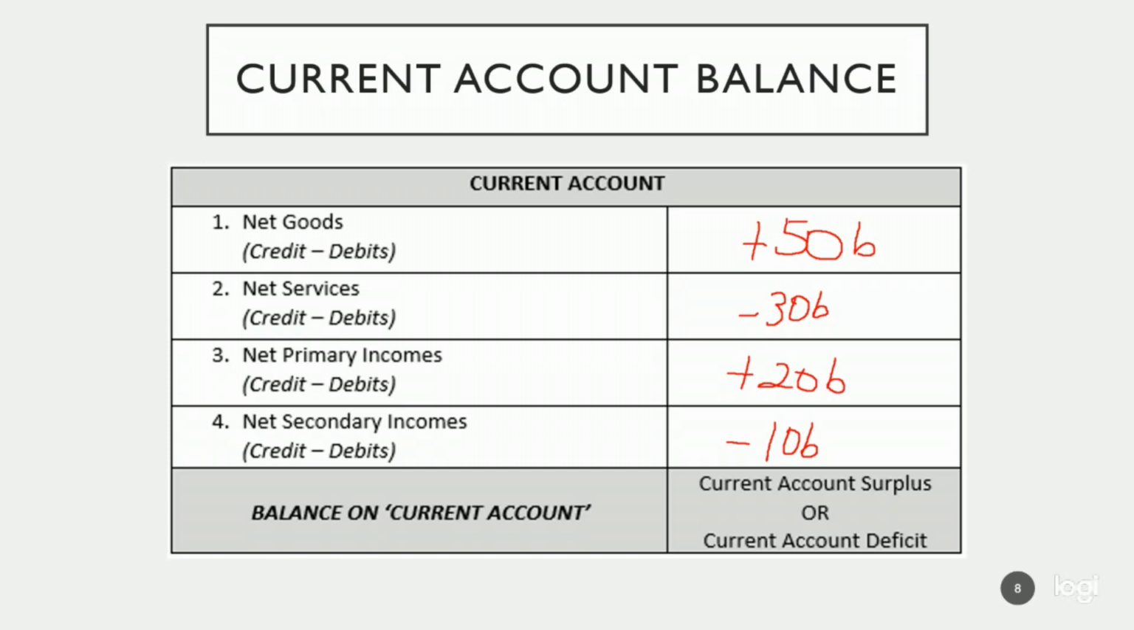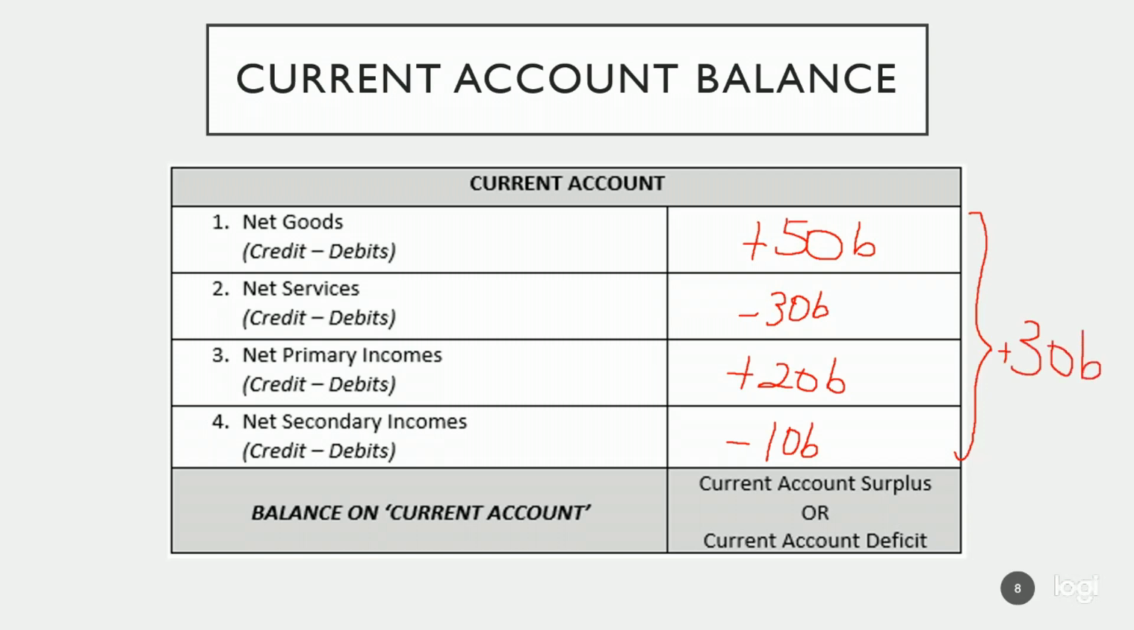Net primary incomes is the same story. With plus 20 billion, it means that we've received more incomes from profit and interest payments. And for net secondary incomes, if it's a negative $10 billion, it means that we've made more one-way transfers out of our country than we have received. And so if we add all these values up, you're going to get a balance figure. So for this example, it is going to equal 30 billion.